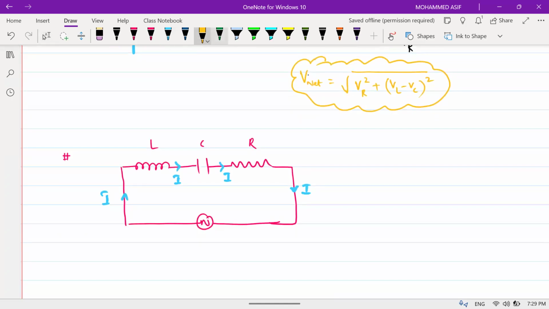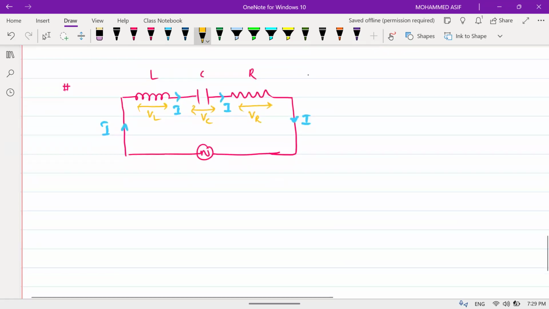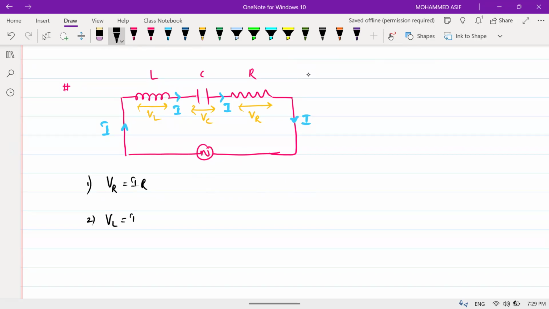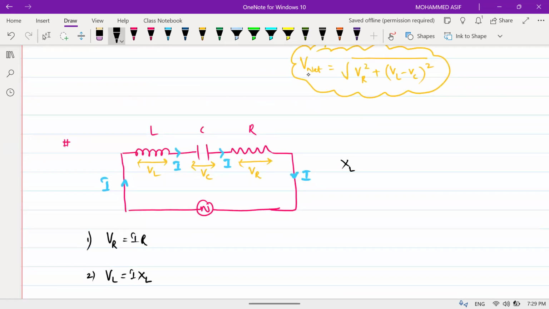Now, just now I told you the potential across this one will be VL, across this one VC, and across this one VR. All the formulas I am writing here directly. Number 1, Ohm's law directly: VR, potential across the resistor, is current into resistance. Then the potential across the inductor is current into reactance, here represented by XL. Third, the potential across the capacitor is I into XC. Clear? What do you mean by XL? XL is known as, anyone?